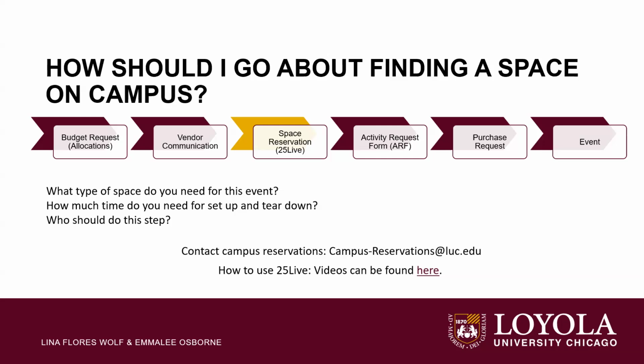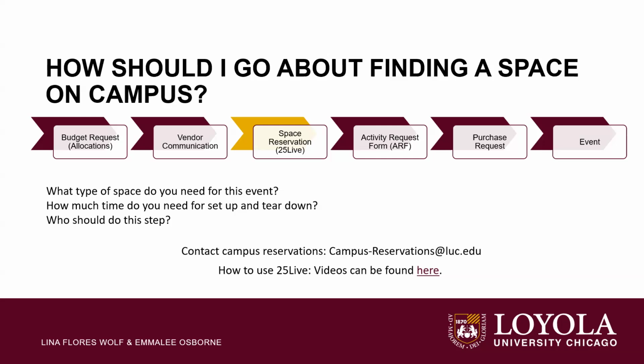You can find additional information on how to utilize 25 Live, the Loyola campus reservation site. And again, you should have access to your 25 Live login information from President orientation. But if you do have any questions about campus reservations, you can always reach out to campus reservations. The main thing that we want to point out is that if you are in communication with campus reservations, you want to make sure that you are communicating actively and responding to their emails more often than not. Some of those emails can get lost, so just make sure you're keeping an eye out on that.